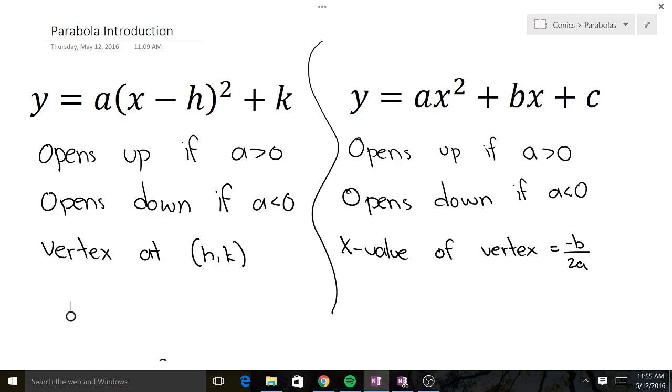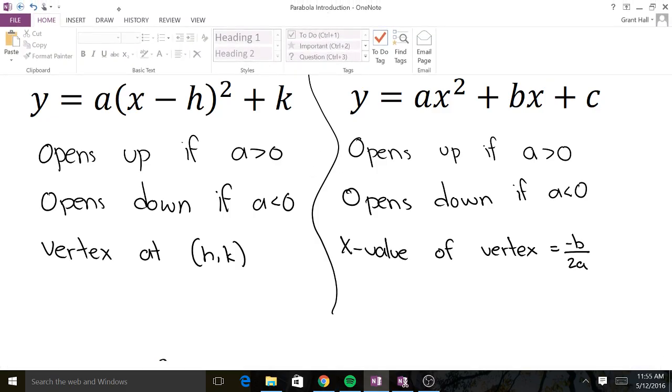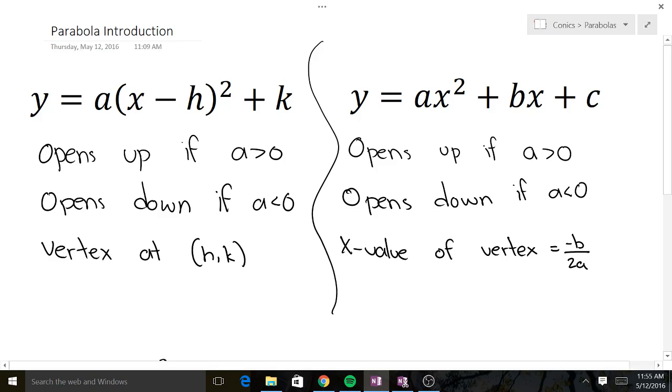for a parabola. On the left we have what is called vertex form, and that is the form y equals a(x minus h) squared plus k. And then that opens up if a is greater than 0, and it opens down if a is less than 0. That means, let me fix my pen real quick. So that means that if a is greater than 0, it's going to go like that, and if a is less than 0, it's going to be going down. And then the vertex is at the point (h, k). Notice that the h in the formula is subtracted, so just be careful with that.